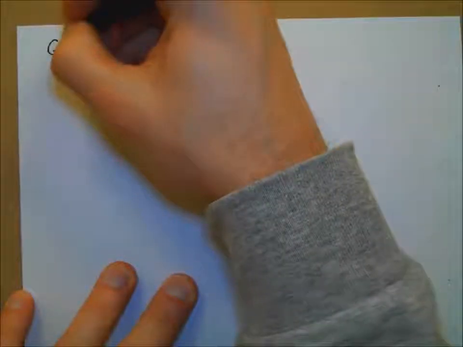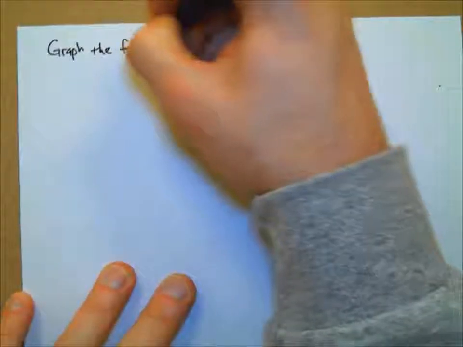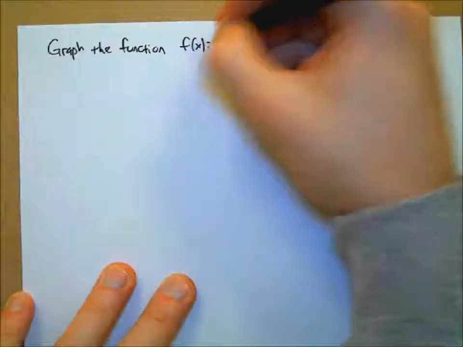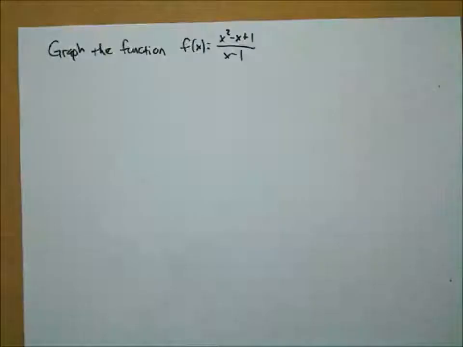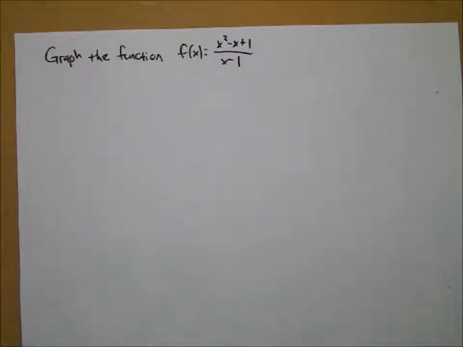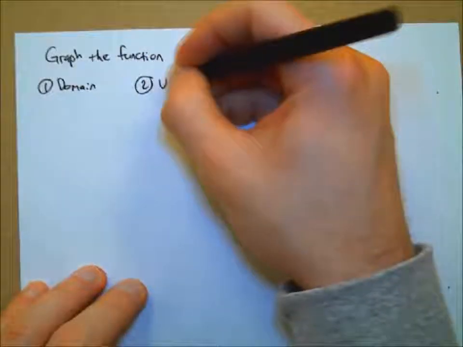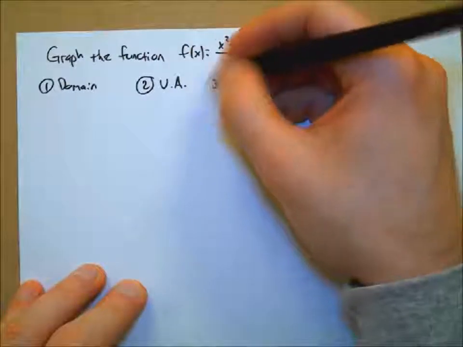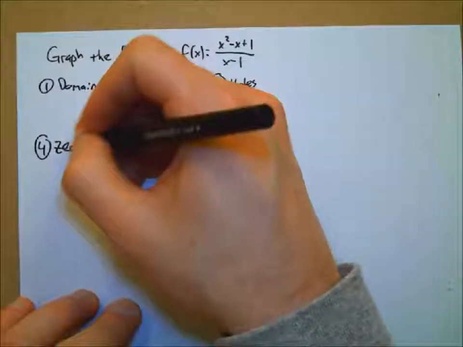So, nothing quite so interesting as a quadratic asymptote. Graph the function f of x equals x squared minus x plus 1 all over x minus 1. I'm going to give this for some of you guys to do right now. So go ahead, identify the domain. Give me any vertical asymptotes if they exist. Give me any holes if they exist. And then identify any zeros if there are any.